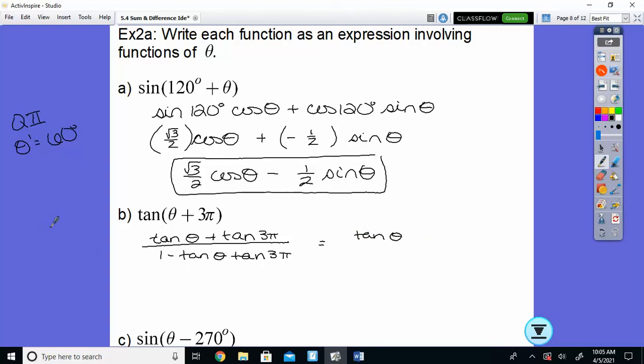Where's 3 pi? Yeah, if you subtract 2 pi, it's the same as pi. So point -1, 0. Tangent is y over x, so 0 over -1 is 0. So tangent theta plus 0 is just tangent theta over 1 minus 0 is just 1. So this just turns into tangent theta.